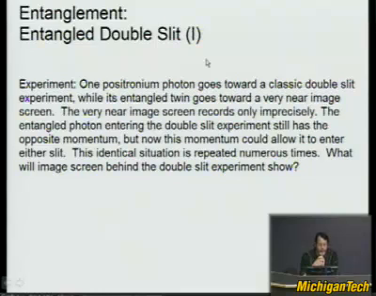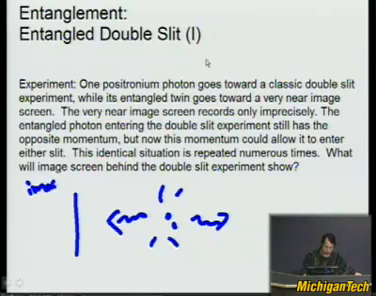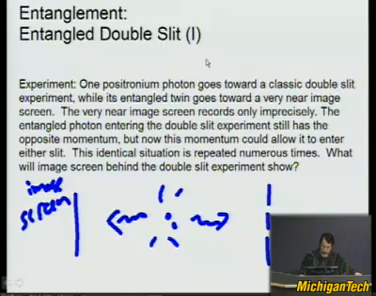So you have one positronium photon. If you don't know what positronium is, you can back up to last lecture. It goes through a classic double slit experiment. Well, its entangled twin goes toward a very near image screen. So here you have positronium, boom. One photon goes in this direction, and one photon goes in this direction. In this direction, you just have an image screen, and in this direction, you have a double slit experiment, a slit screen, and here you have an image screen.